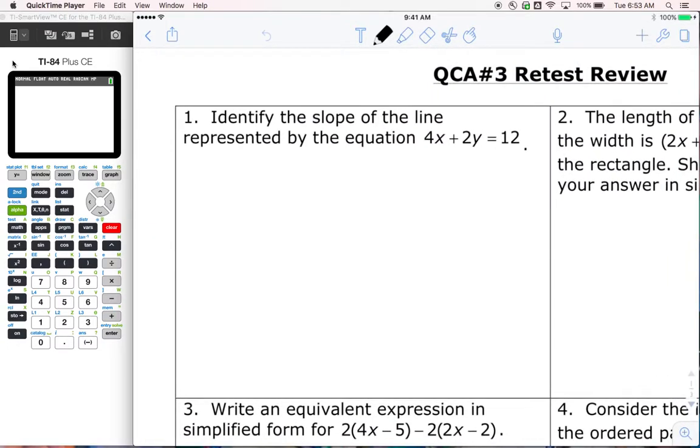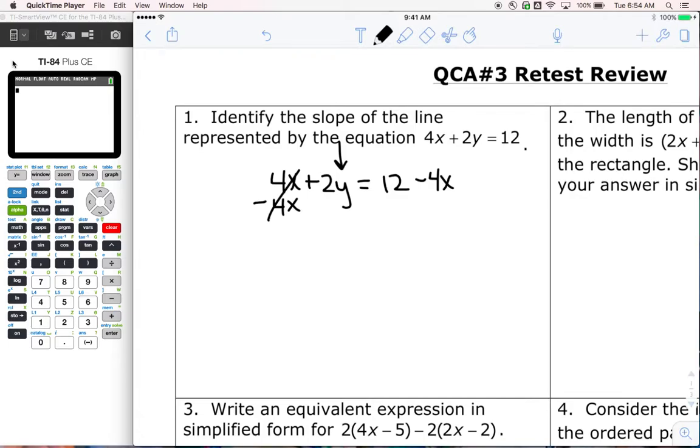All right, problem number 1. Identify the slope of the line represented by the equation 4x plus 2y equals 12. We know that when we want to find the slope, it's the number with x, but first we need to get y equals. So we take 4x plus 2y equals 12, and we need to get y by itself. Save whatever's with y for last, so we're dealing with 4x first. I'm going to subtract 4x from both sides.